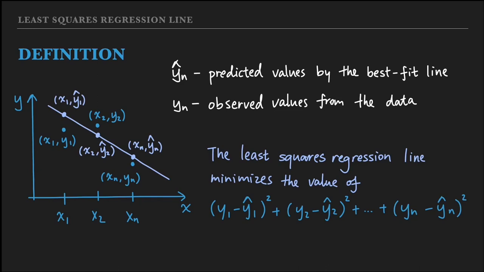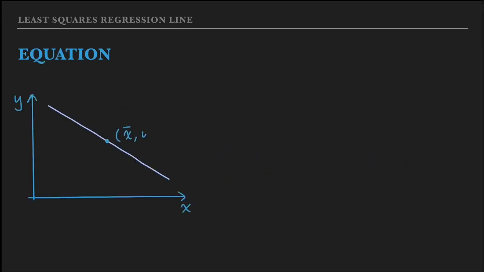In other words, the least squares regression line is essentially a line that gives the smallest value of this mathematical expression down below. From the definition, it is intuitive that the best fit line passes through the point x bar, y bar, where x bar and y bar are the respective means of the x and y variables.